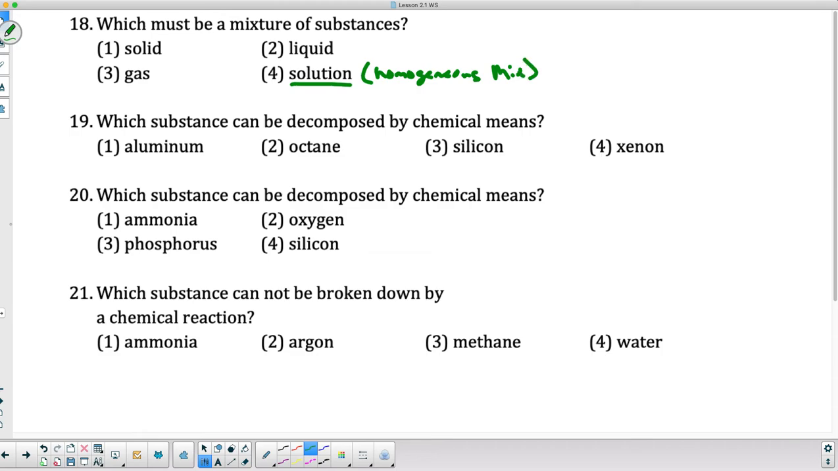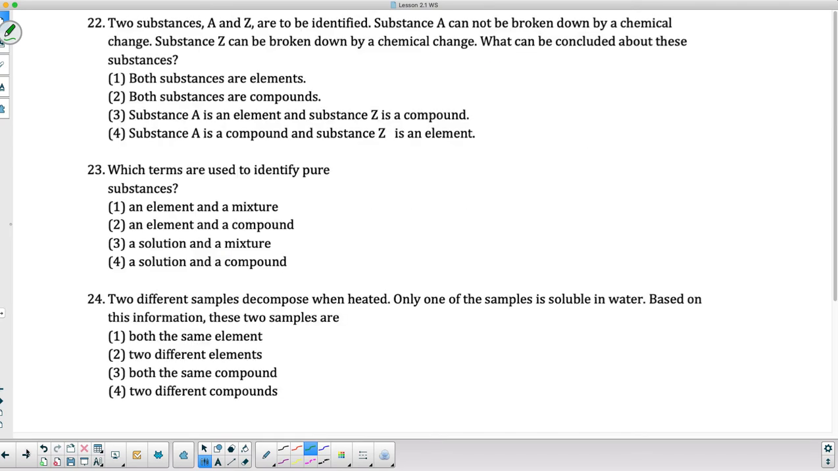Which substance can be decomposed by chemical means? Well, it can't be this, can't be this, can't be this, because those are all elements. So the only thing that's not an element is ammonia. How would you know if oxygen, silicon, and phosphorus are elements? You would look for the names on Table S.